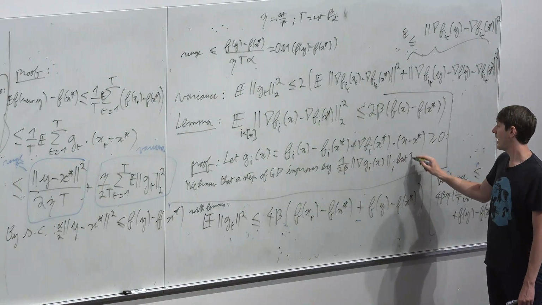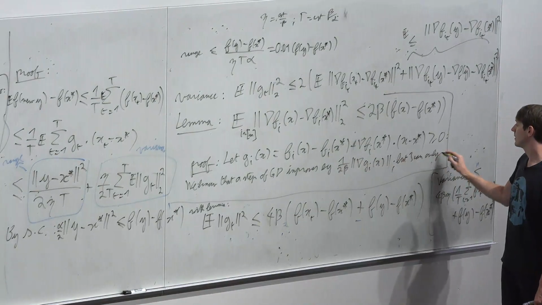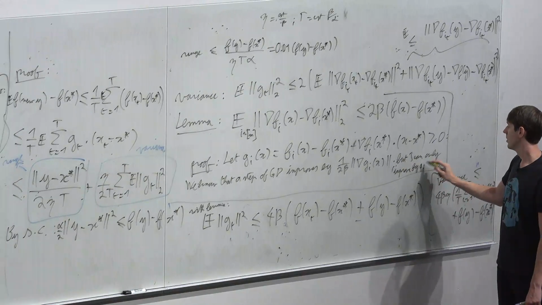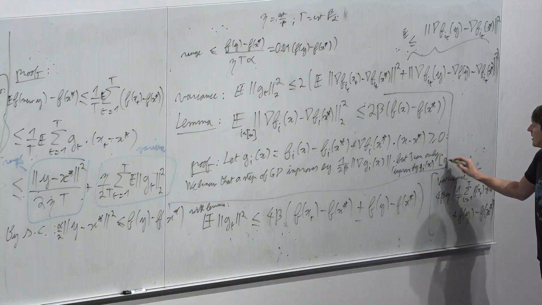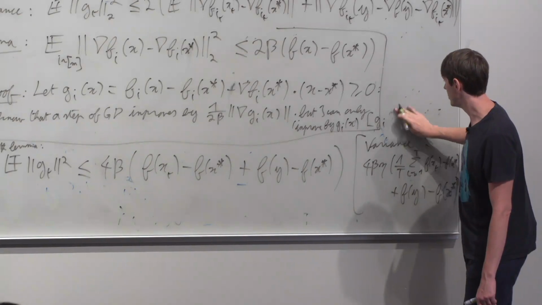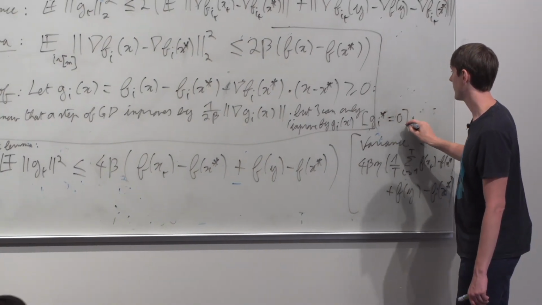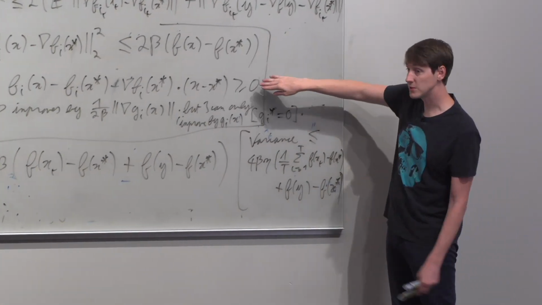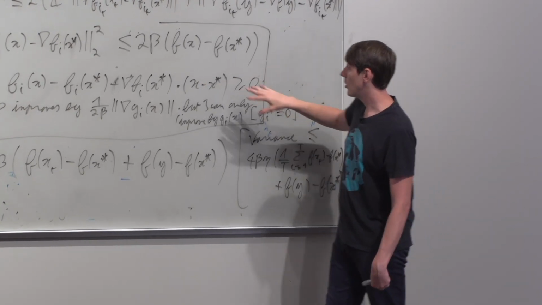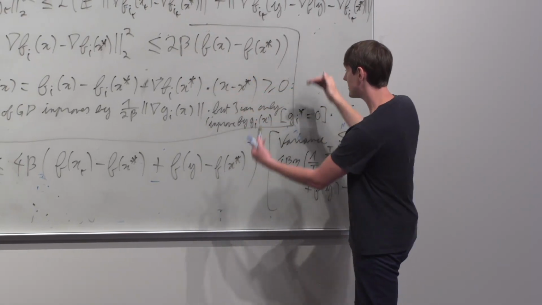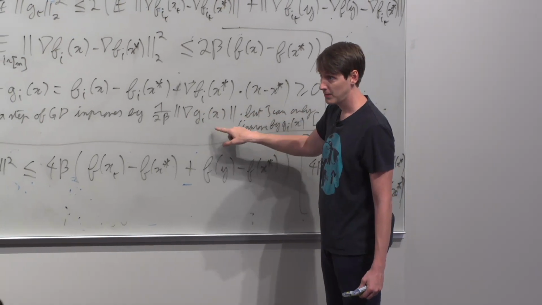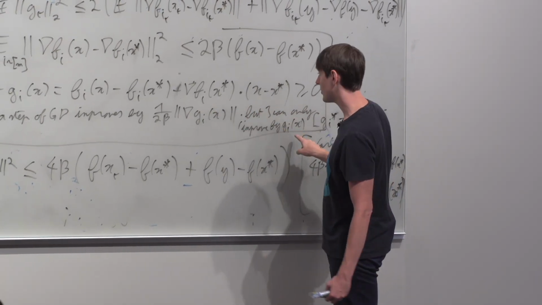But I can only improve by g_i of x. Why is that? Because g_i of x star is 0. The optimum of this function is 0 just because at x star it's 0. So on this function, if I do a step of gradient descent, the maximum gain that I get is g_i, and gradient descent gets that gain. So that gain is upper bounded by this.